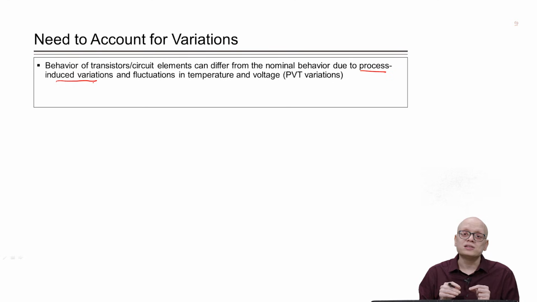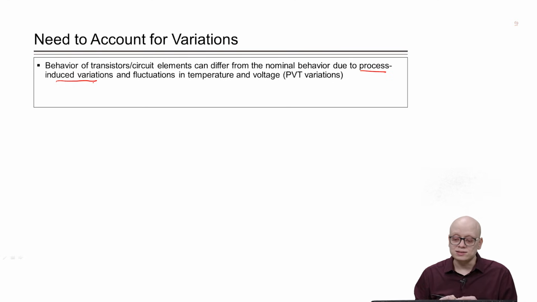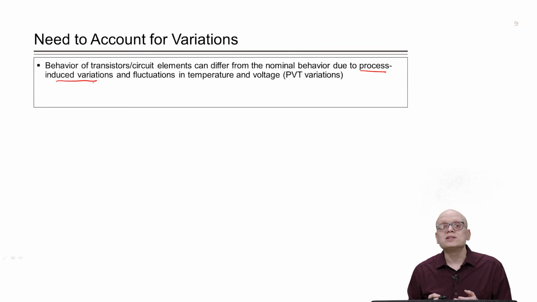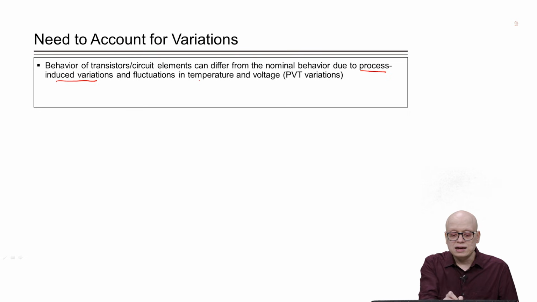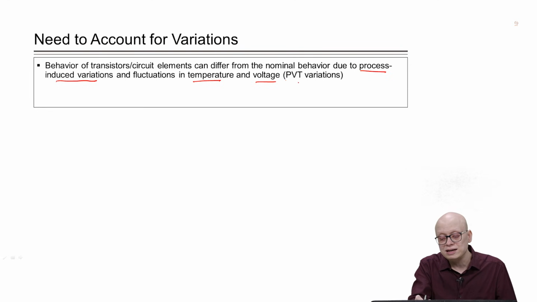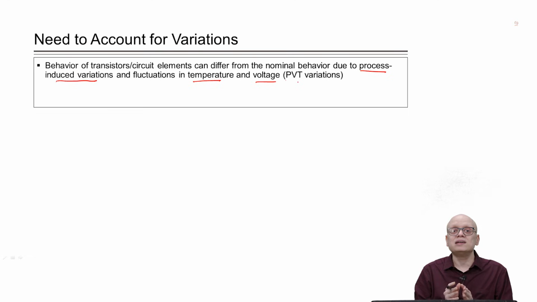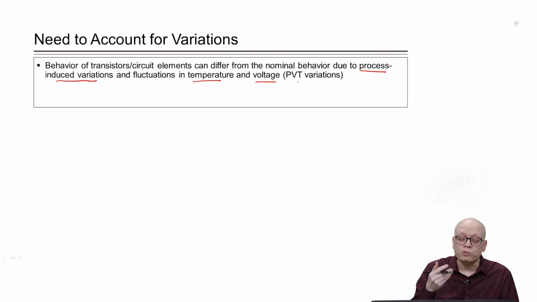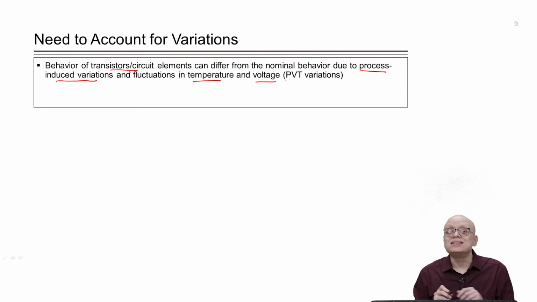Similarly, there can be process induced variation in the devices and the transistors also. So, there can be process induced variations, and there can be fluctuations in temperature, the environment and the voltage in our design. These process, voltage and temperature, these three combined together, are known as PVT, P for process, V for voltage and T for temperature. So, PVT variations can be there in our circuit. Because of these PVT variations, the behavior or the properties of the transistors in our circuit and also of the interconnect can change.